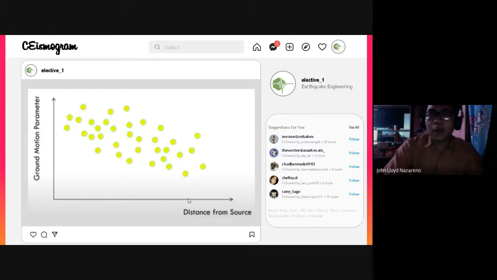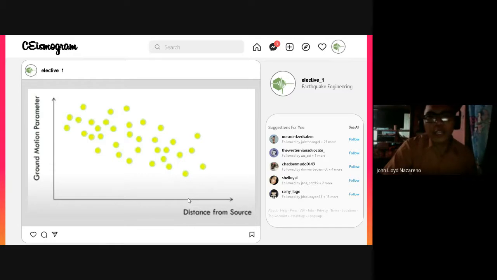Yung PGA nga pala, or peak ground acceleration, also known as intensity measure, ay yung measure ng maximum ground acceleration. Pero unlike the Richter scale, yung magnitude scale, which measures the earthquake's energy, yung PGA ay measurement of how hard the earth shakes at a given geographic point. Pero iba pa rin to dun sa Mercalli intensity scale, kasi yung Mercalli intensity scale gumagamit ng personal report and observation. So medyo subjective siya, while yung PGA gumagamit ng accelerogram and other instruments.